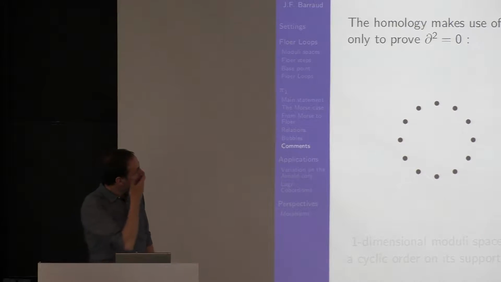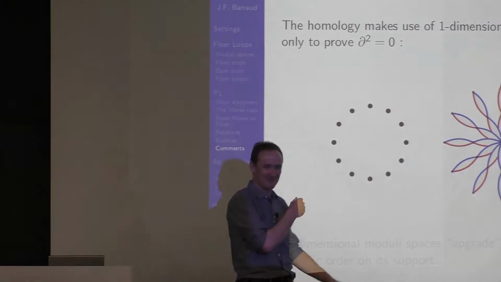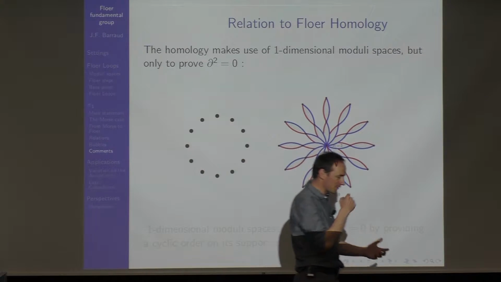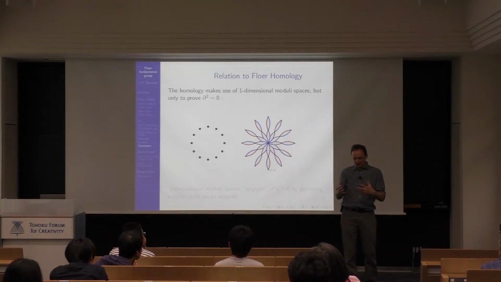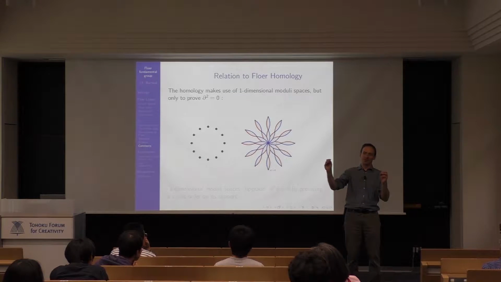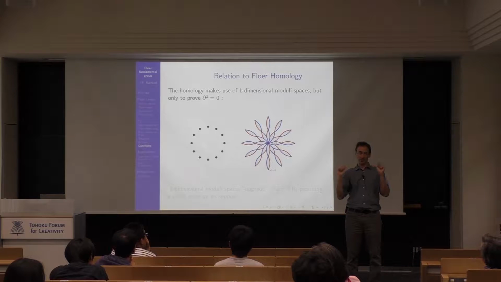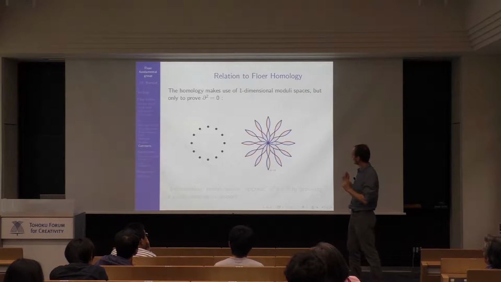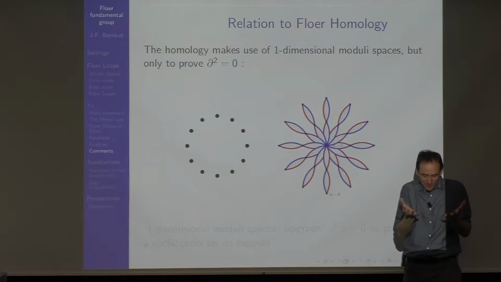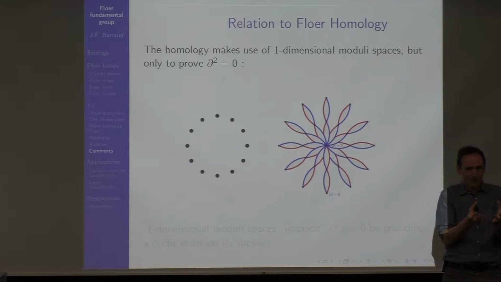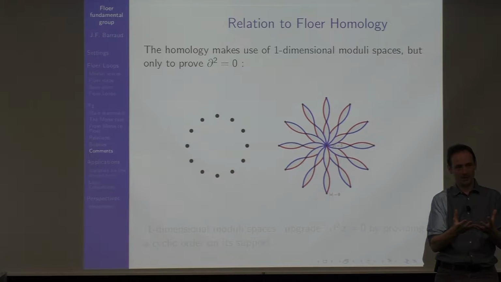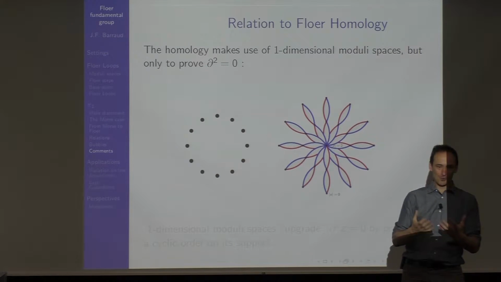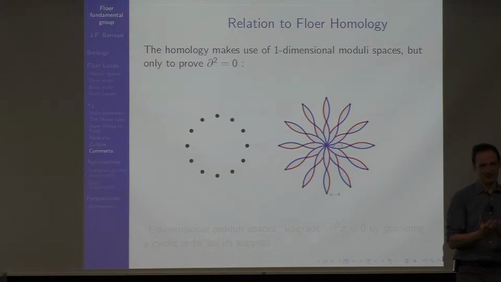Okay, this one, yes. So maybe I should be quick on this one. I just defined the Floer fundamental group, and I would like to relate this to something you may be more familiar with. Okay, so I will be waving hands. Of course, the main ingredient of the construction is the use of the one-dimensional moduli spaces. It's heavily using that. But in Floer homology, the thing you are most familiar with is the Floer homology instead of the Floer fundamental group.